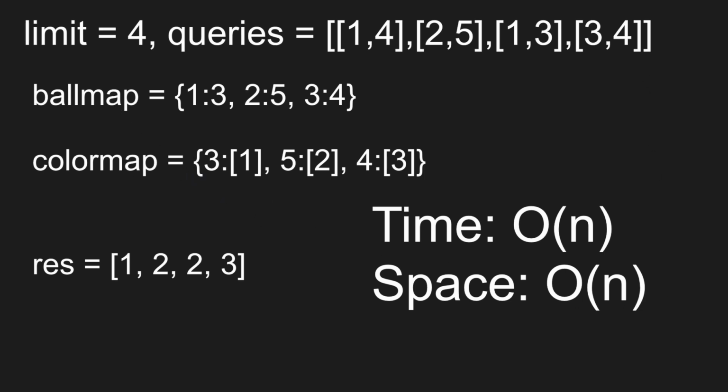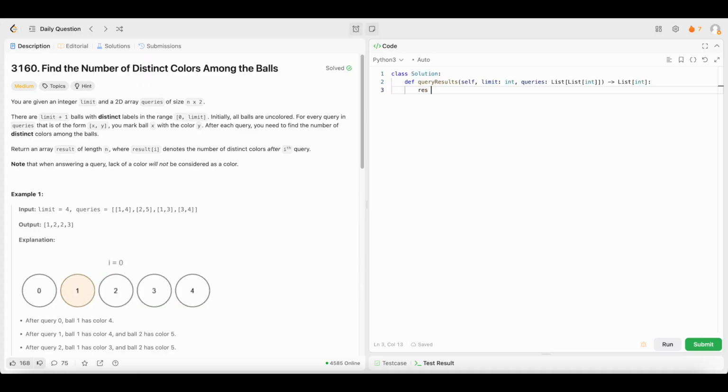So now let's get to the coding part. First we set up the resulting array, and we can set up the 2 hash maps. Ball map is default dict of int, and the color map is default dict of list. Now we can set up the for loop. For ball and color in queries, we're looping through queries, and if the ball is in ball map, we need to make sure we remove the ball from the color map. So color map of ball map of ball dot remove ball.